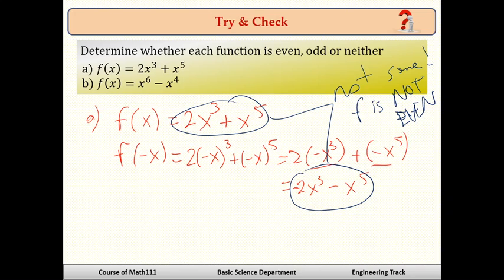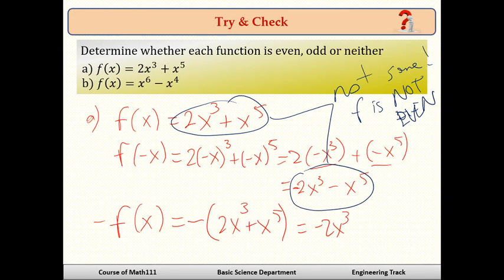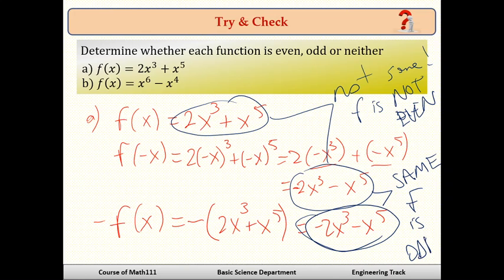Now the last thing is, if you don't have even, you might get maybe odd. Check the oddness. You say minus f of x, and write 2, sorry, this is minus 2x cubed plus x to the fifth. That gives you minus 2x cubed minus x to the fifth. Are these two same? Yes, same. If they are same, you say f is odd. So you got this one, odd function.